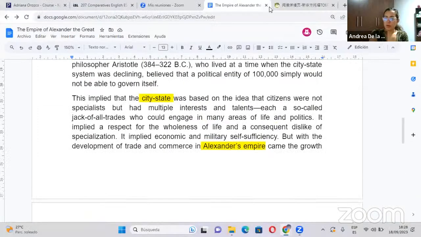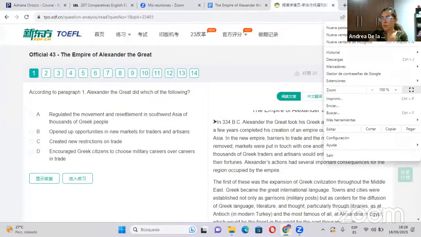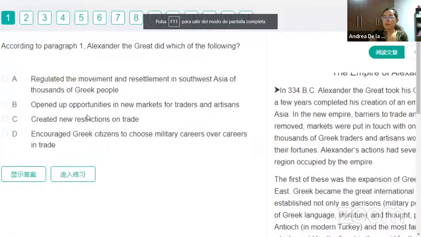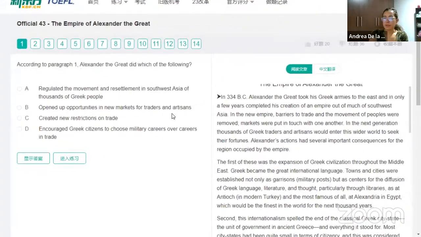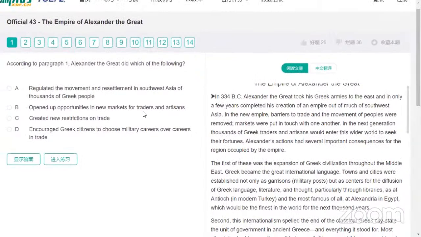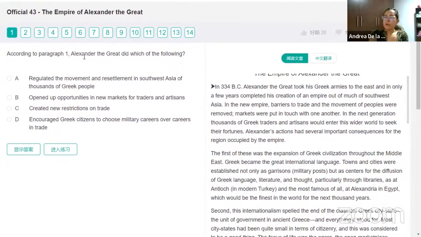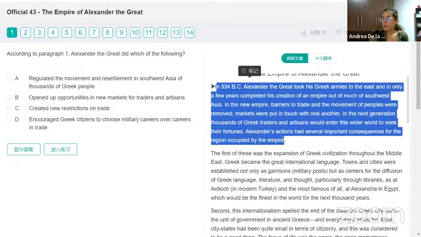Okay, so you don't need to actually read everything to start looking at the questions, and that's what we're going to do. Remember that every question points to a specific part of the text. So let's say this is the first question. It says, according to paragraph 1, Alexander the Great did which of the following? So you first rephrase the question in your mind. What did Alexander the Great do? That's the question. And now, without reading the options, you search for the answer here, and then you go to the options. So I will give you some time to do this. Let me know what option you would choose.